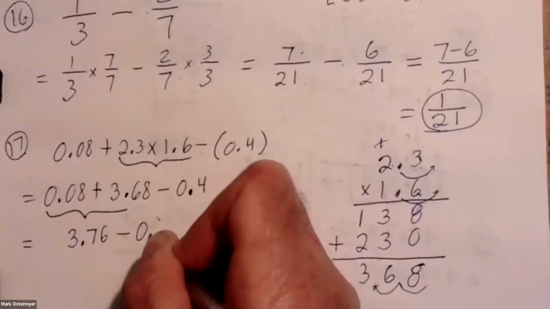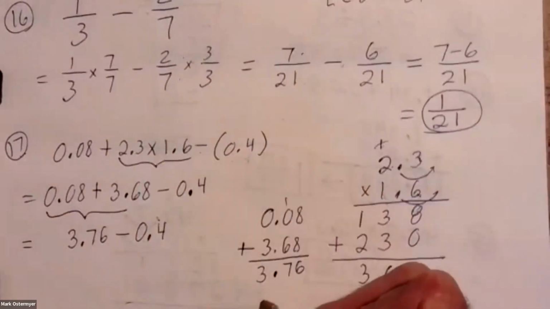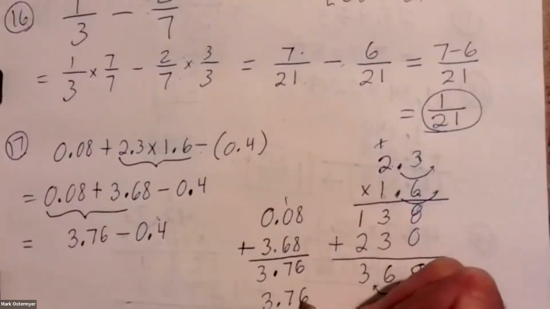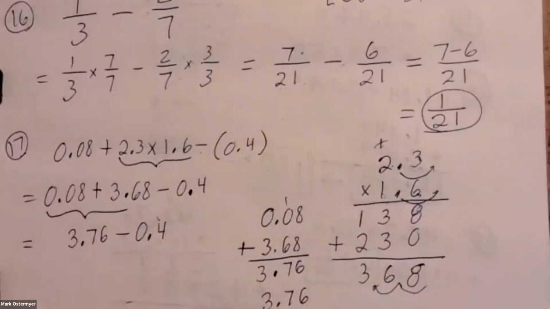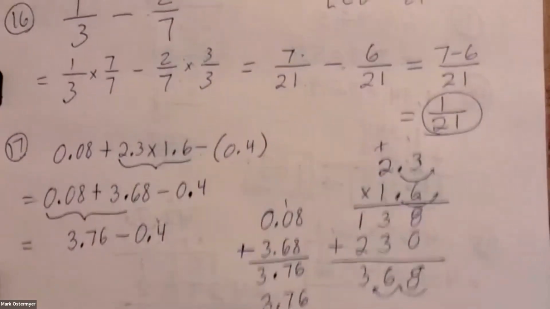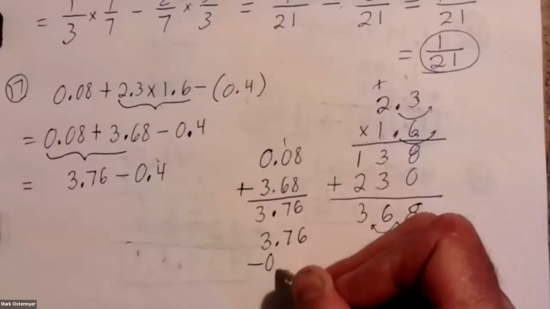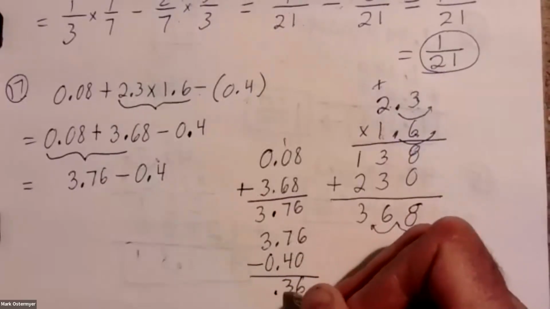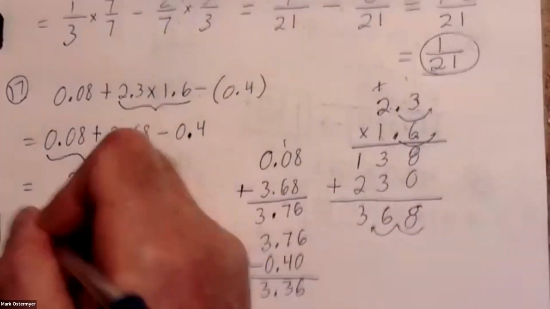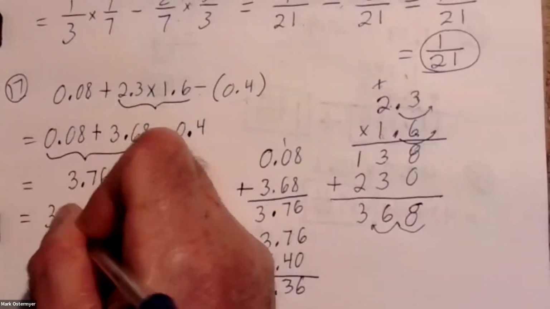Finally, we subtract off 0.4 and we're done with this problem. So what's 3.76 minus 0.4? Yes. 3.76 minus 0.4. 6, 6, 3, 3, and 0. 3. All right. Yes. You got your final answer, 3.36.